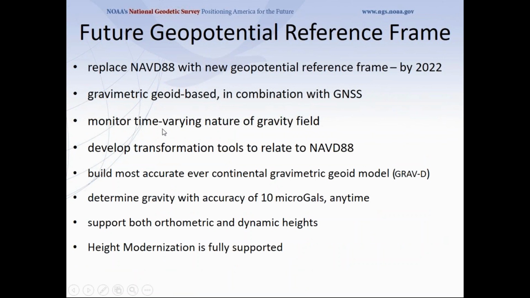The future geopotential frame is gravimetric geoid based in combination with GNSS or GPS. Develop the transformation tools relative to NAVD88. That's an important part for all of us. Many of you have probably used NGS's vertical transformation tool, which is VertCon, vertical conversion. That allows you to convert between NGVD29 heights and NAVD88 heights. We'll develop a similar transformation that will allow us to go from NAVD88 heights to NAPGD2022 heights.